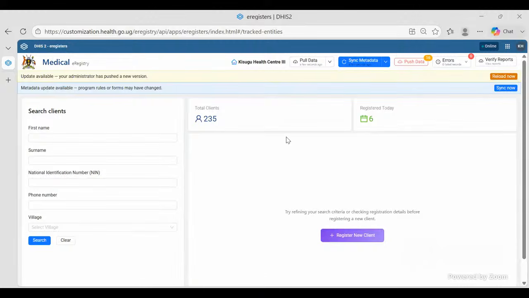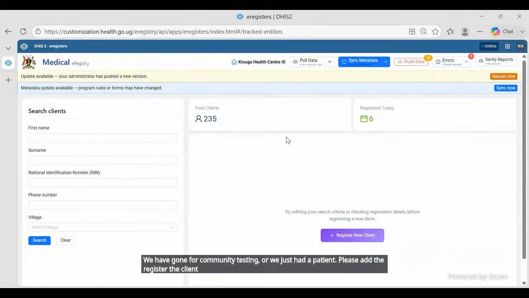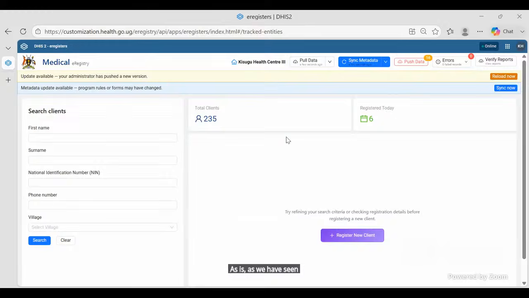How do we go about triage when we have gone for community testing, or we just add a patient? Please register the client, triage them, and enter the information that you have provided to the client as is, as we have seen in the register. I think those were the 3 questions.